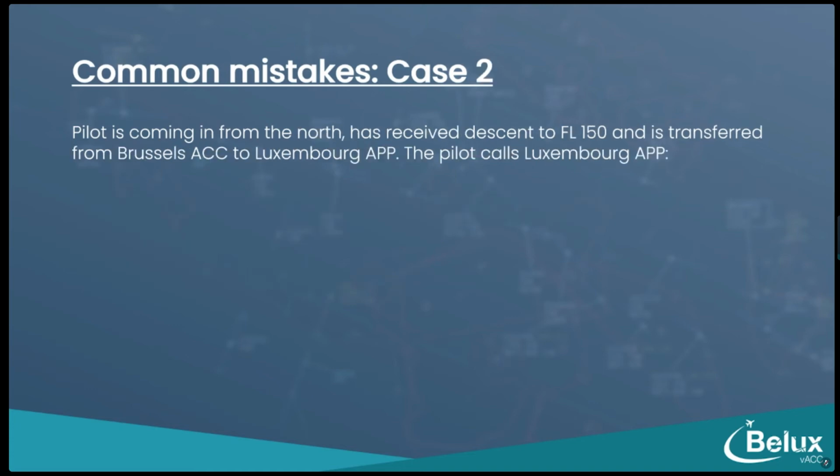Luxembourg Approach, Carolux 210 Victor Heavy, flight level 115 for flight level 90, information alpha. Then Approach just answers, gives a descent instruction, and he asks, are you able for the OXCAM to Delta transition ILS, runway 06? The pilot says, of course, I'm able, affirm. And then the controller just says, cleared OXCAM to Delta transition ILS, runway 06.